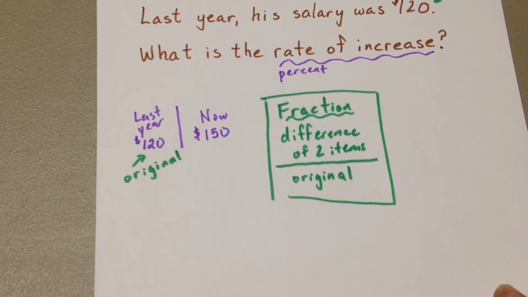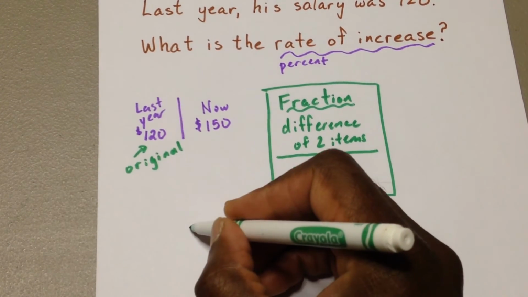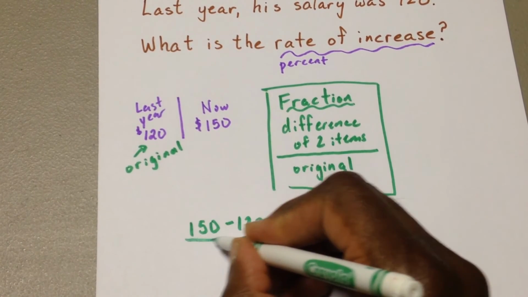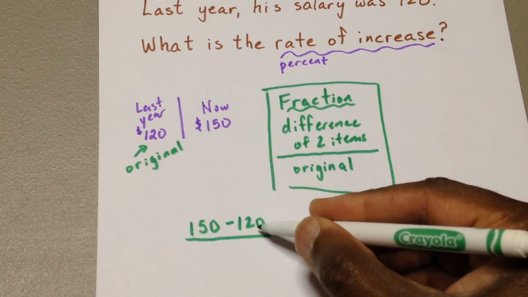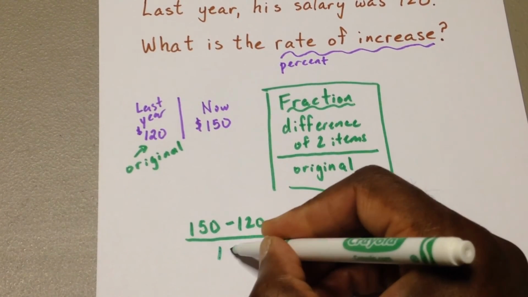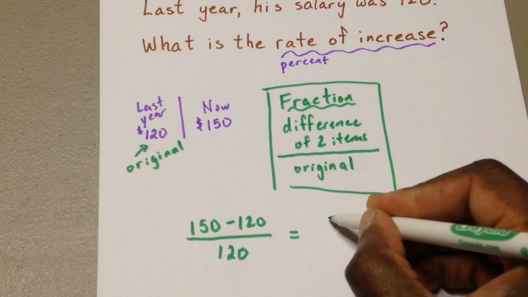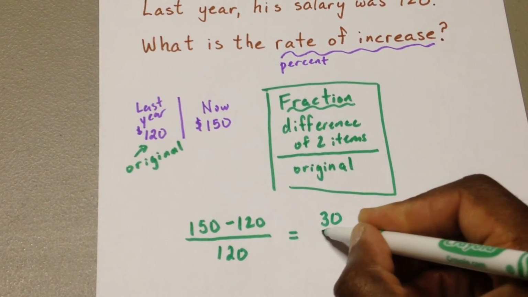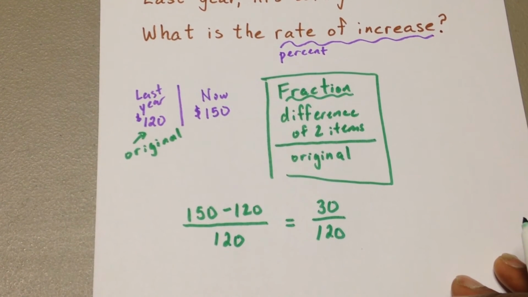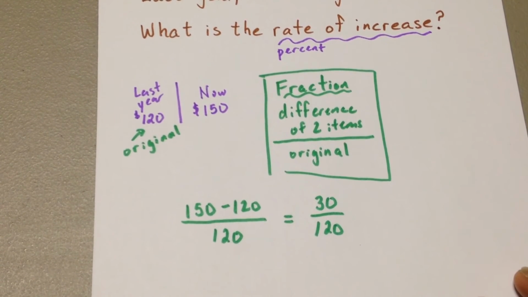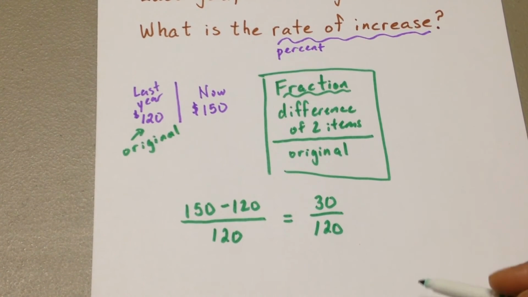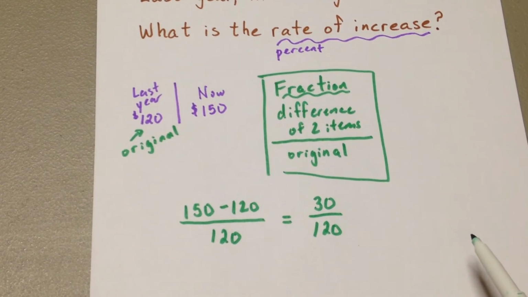So let's see. What we have here is 150 minus 120. Always, you could take the bigger number minus the smaller number. The original number is 120. So now what I have here would be 30 over 120. Okay, now I'm going to try something different. I know last time we said we multiplied by 100 and we divided it. I'm going to share another strategy with you.